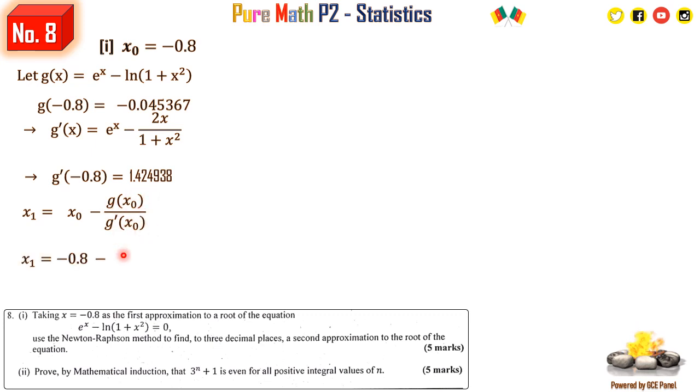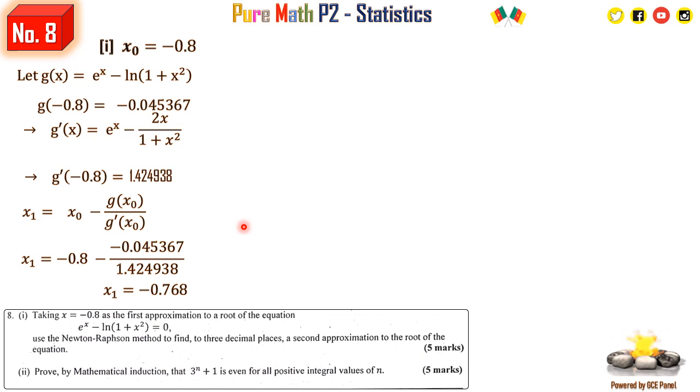So this just gives us x1 to be equal to negative 0.8 minus 0.045367. We are making the values long like this for better approximation. All that on 1.424938. And this finally gives us x1 to be equal to negative 0.768. So this is the second approximation of the root.